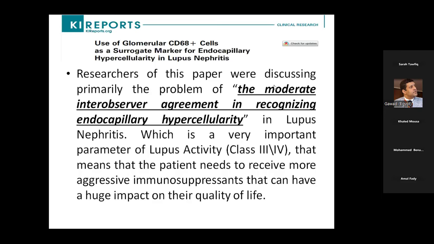It's just what I say and what he said. So we should have a marker. This marker is important in cases of lupus activity. That means that the patient needs to receive more aggressive immune suppressants if he has the proliferation, and that will classify him as class 3 or 4.